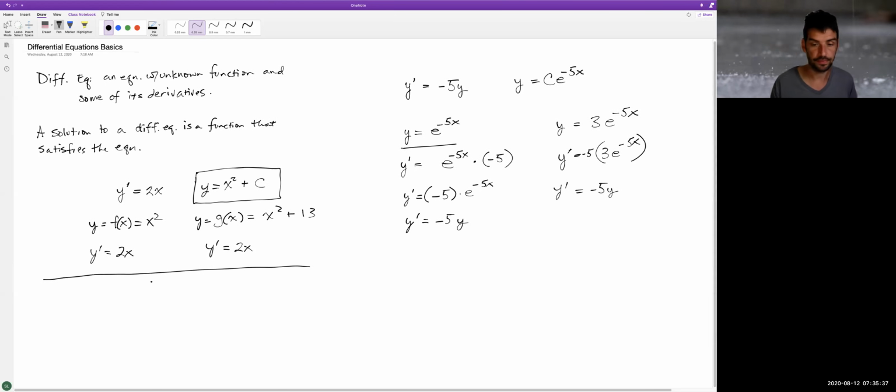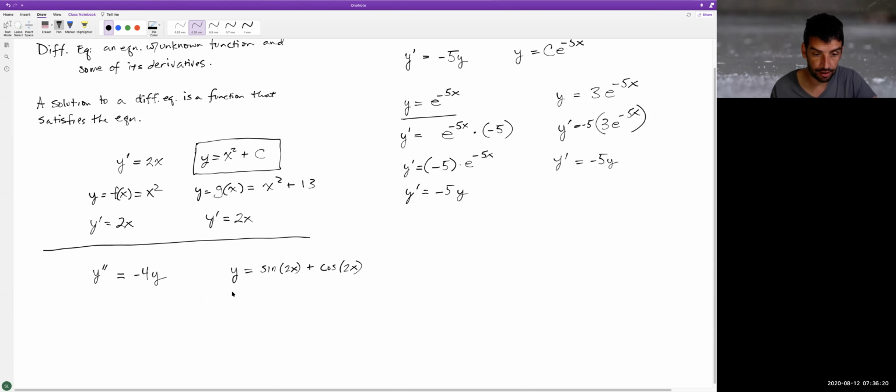Let's do one more. Let's look at y double prime, the second derivative of y, is equal to negative 4 times y. Okay. So here, I'll just give a solution in this case. This is more interesting, maybe. It's a little bit trickier to think about. We've got a second derivative. So here is a solution. y equals sine of 2x plus cosine of 2x.